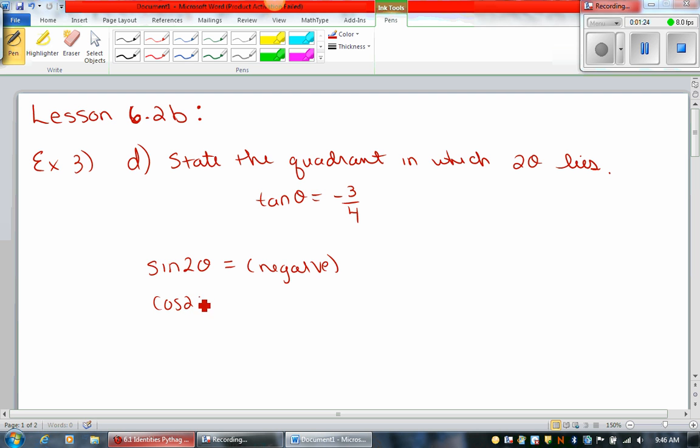And we found that cosine of 2 theta was positive. So we know that 2 theta, because of this, has to be in quadrant 4. Sine is negative, so here and here, and cosine's positive, here and here. So that means we are dealing in quadrant 4. That's just a quick reminder from last lesson. We're going to move on to the newer stuff now.